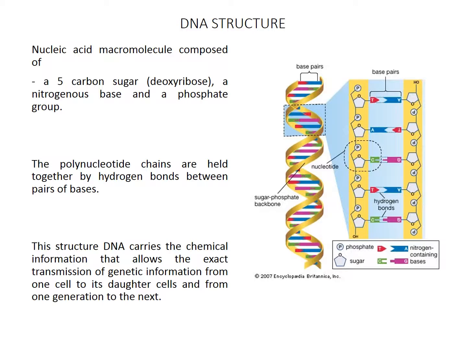So from this image, you would see that this is a double helix, two chains running parallel to each other, and made up of the deoxyribose, made up of the phosphate group and the nitrogenous bases. And you can see the pairings between those nitrogenous bases and the hydrogen bonds in between.